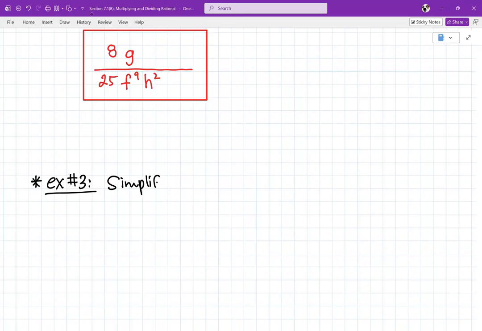I'm going to put simplify, but in parentheses, I'm going to put division. That way, when you look at your notes later, you're going to say, oh, this one had division. That's what makes it different. The other ones were multiplication. This one starts with division.